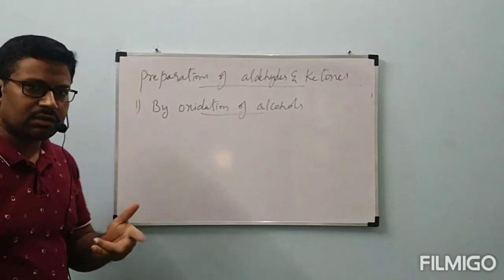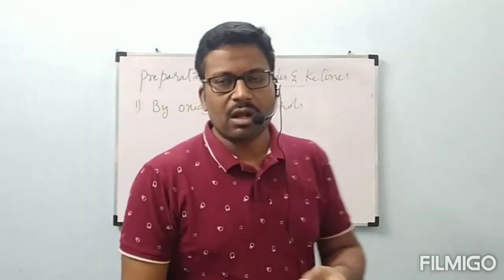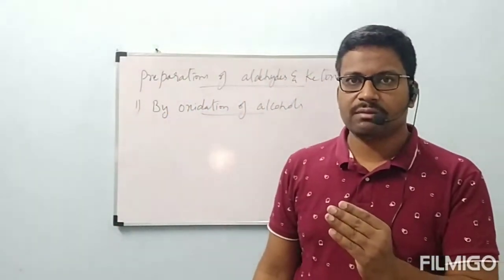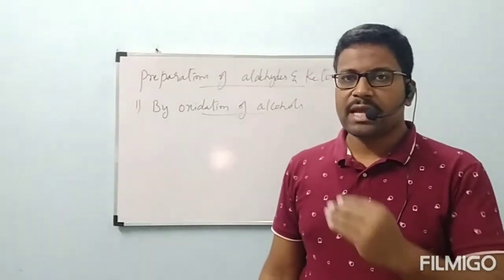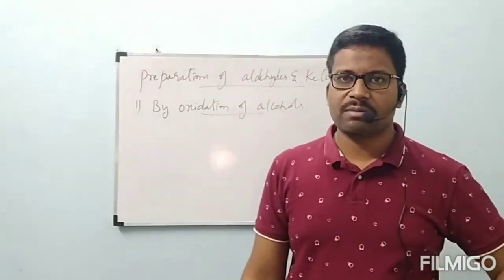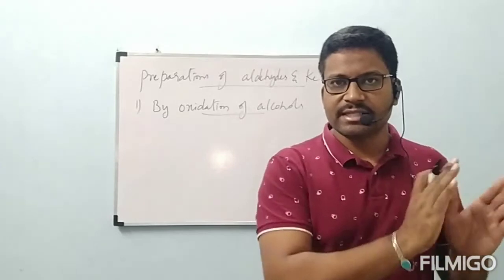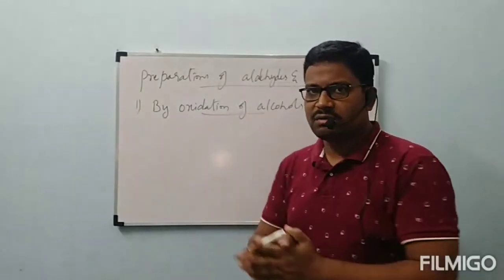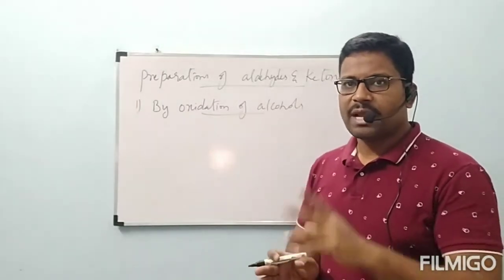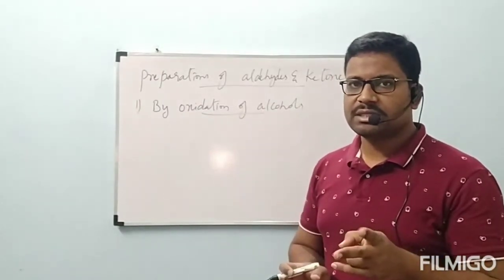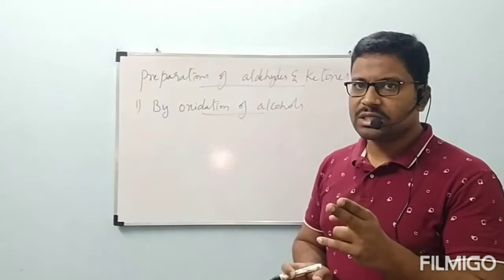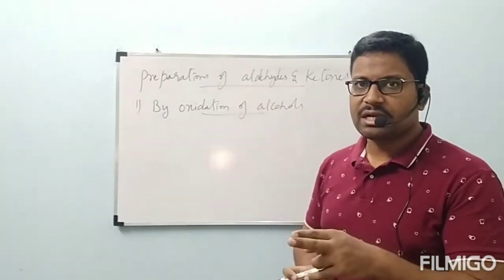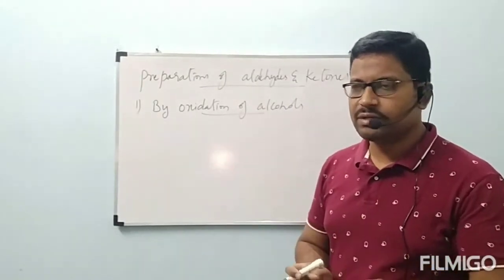We already know, and in your notes also I told you, that alcohols will undergo oxidation to form aldehydes or ketones. Again those aldehydes will undergo oxidation to form carboxylic acids, but the second step is not needed. Now we will go through the oxidation of alcohols. We have primary alcohols and secondary alcohols. Primary alcohols will undergo oxidation to form aldehydes. Secondary alcohols will undergo oxidation to form ketones.